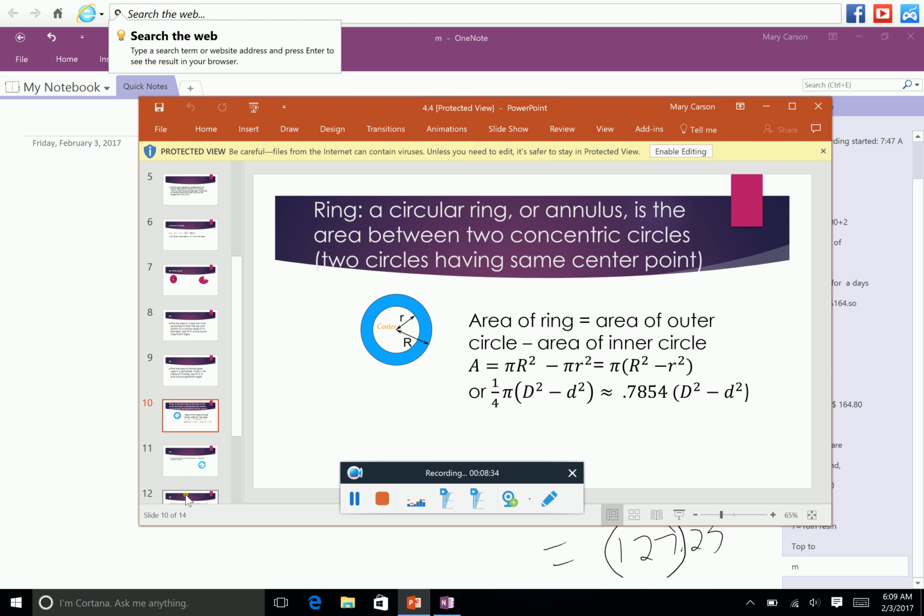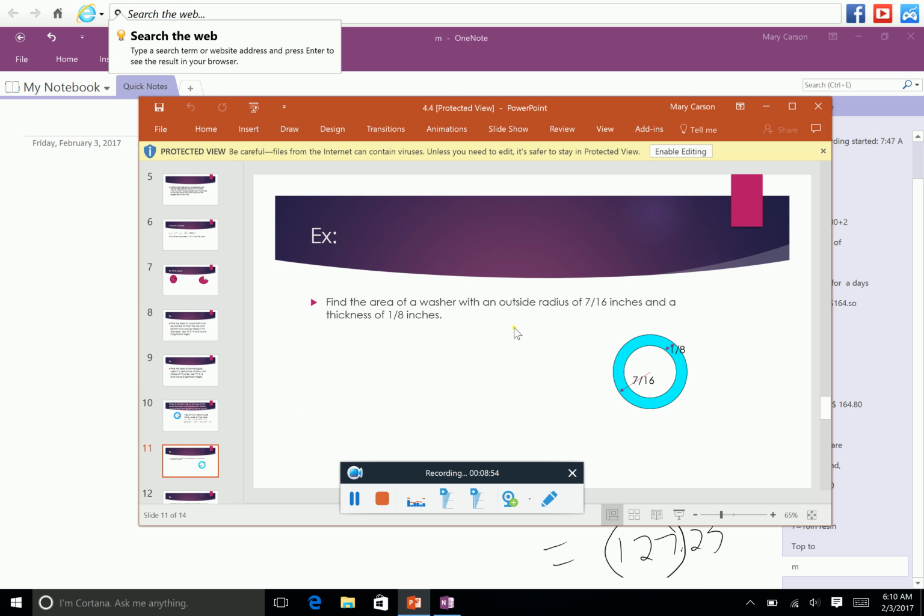Okay, next thing. An annulus, this is called an annulus, and when you're trying to find the area of a ring, you take the area of the big circle, which is the big R, and subtract the area of the small circle. So it looks like this. Here's your formula, or you could just take your 2 radiuses squared and then multiply it by pi.